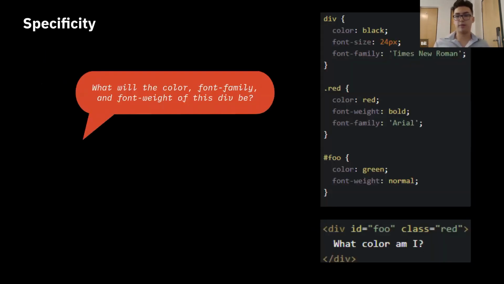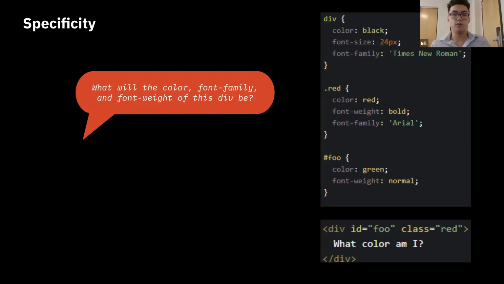So here's another example, a little more complicated this time. So we have a paragraph that has an ID of foo, and it has a class of red. I'm sorry, it's a div, it's not a paragraph. So you can see in this rule set up top, we have a div rule set, we have a red class rule set, and we have an ID rule set.